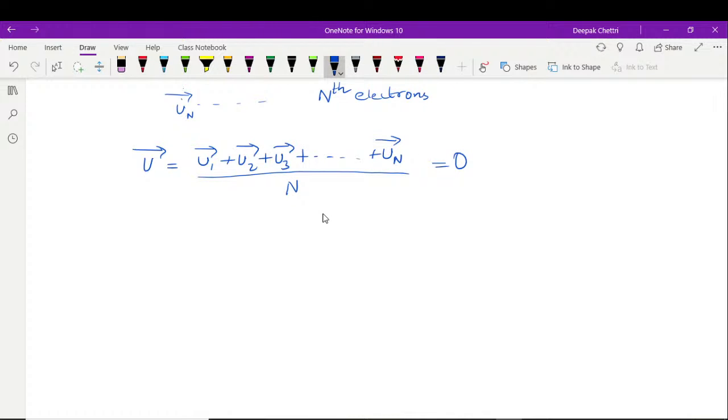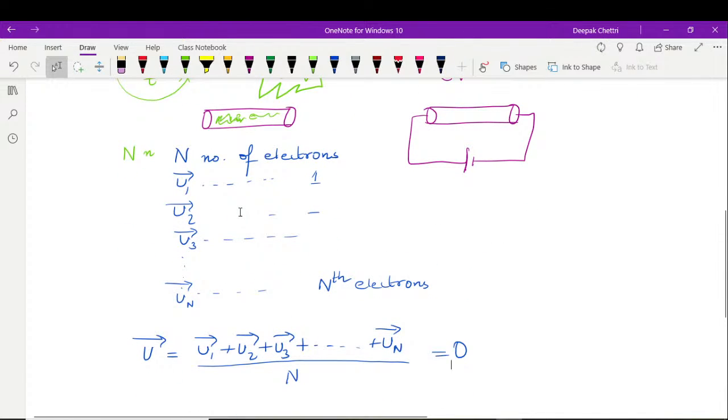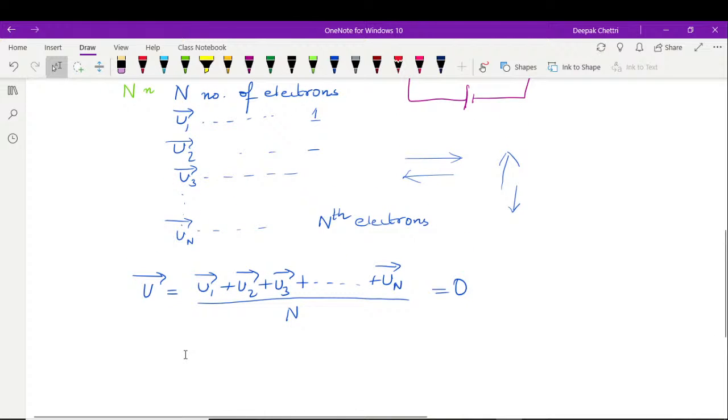Why it will be 0 is very important. The motion of the electrons is random, and the motion of one electron will cancel the motion of another. If one electron is going to the left, another will go to the right. If one electron is going up, one will go down, so they will cancel. In that way, this average velocity is 0, because there is no net movement. This part is clear or not? Is this part clear, yes or no?